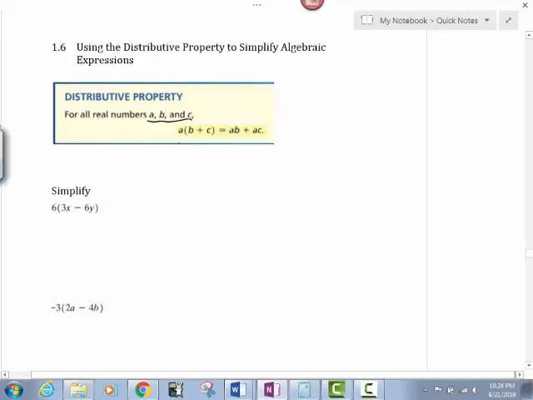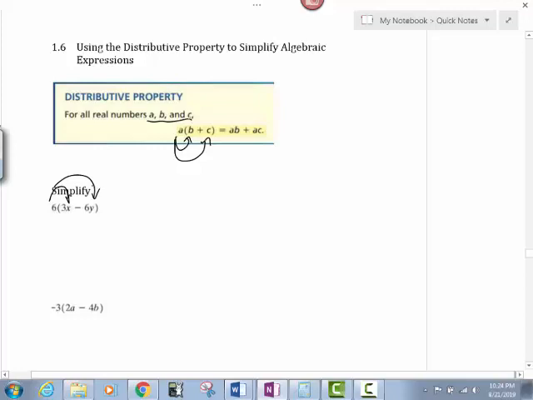We call this the distributive property because what we're doing is we're multiplying this number here times b, and we're multiplying this number here times c. So our first problem here says we're going to simplify. So I'm going to draw a little arrow. The 6 is going to multiply times both those pieces.